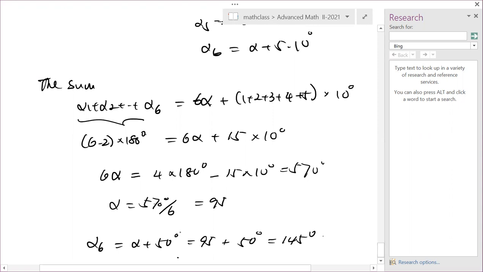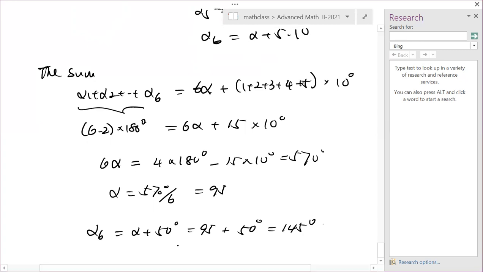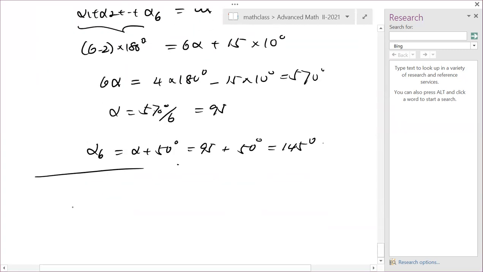I hope you get this. This actually is not really a geometric problem. We use the fact that the sum of interior angles is 6 minus 2 times 180 degrees. So this is a problem on sequences, an arithmetic sequence.